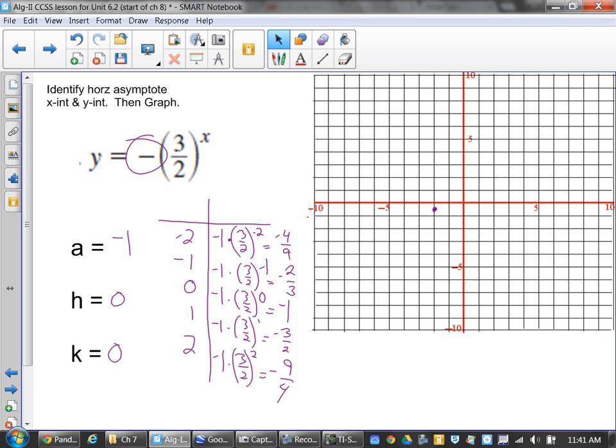About here-ish. Negative 1 is about here-ish. Can you simplify 4 ninths? I'm thinking you can divide each by 2, but that's not right. Negative 3 halves. Oh, wait, 9 fourths is a little bit more than 2, so it's going to negative 2.5.